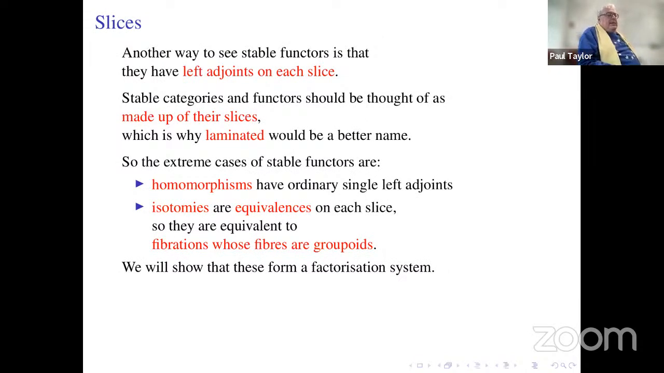Another way to see all of this is that it all happens on slices. So a stable functor is one which has a left adjoint on each slice. So a better way of thinking about the whole subject is that stable categories and functors between them are made up of their slices. And that's the reason why I propose the word laminated for any future study of this subject. And the extreme cases are what I called homomorphisms, for not very good reasons, which have ordinary single left adjoints in the traditional sense, and what I call isotomies, where we have an equivalence on each slice. So they're equivalent to fibrations whose fibers are groupoids. And the theorem that I'm going to show you is that these form a factorization system.